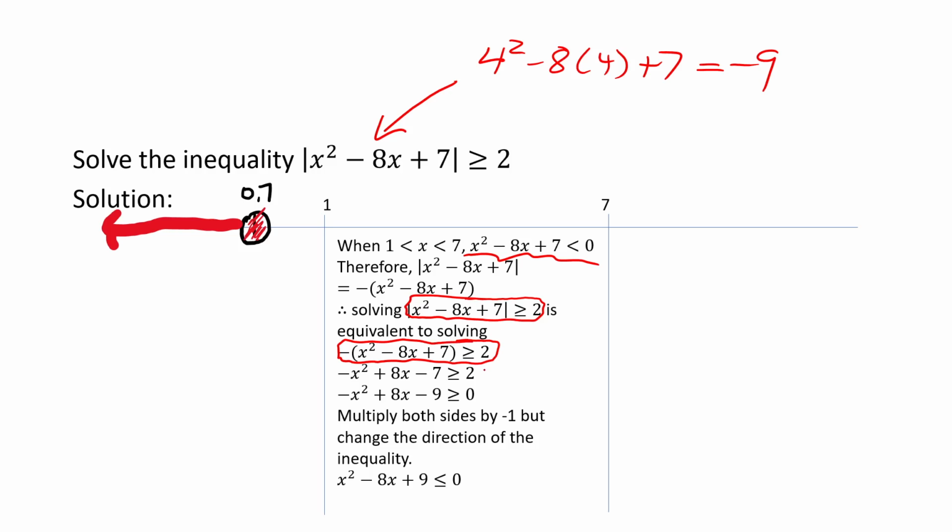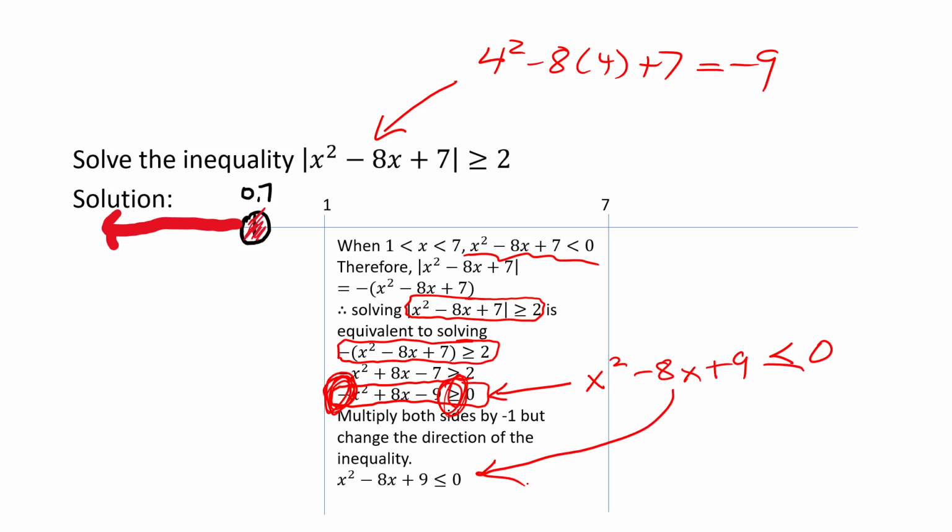Well, this I can handle. We just subtract 2 from both sides, and now we've got a quadratic that's greater than or equal to 0. Let's multiply both sides of this by negative 1. I like to do that because I don't like having a negative lead coefficient like I have here. So if I multiply both sides by negative 1, I get x squared minus 8x plus 9. I still have a 0 on the right-hand side, but now I've changed the direction of that inequality. So this is what we've got written down here.